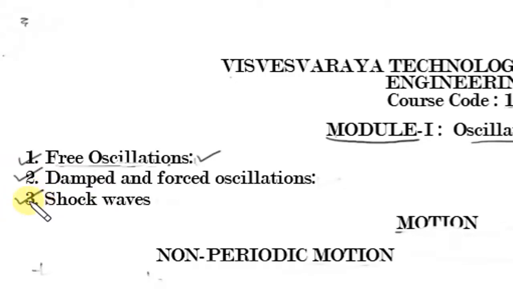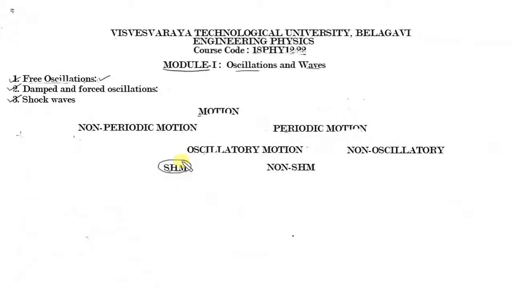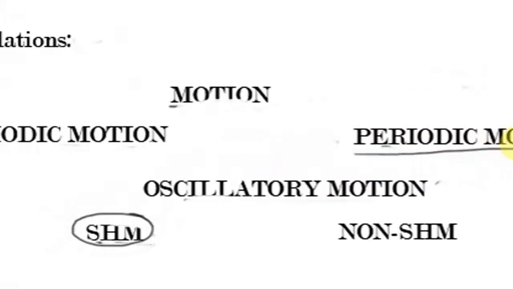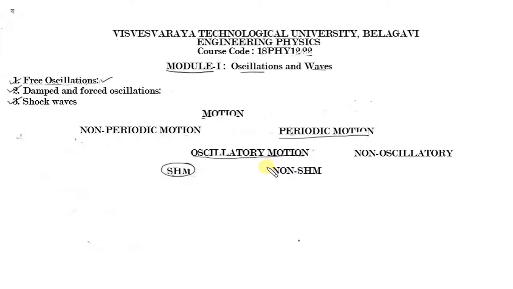Okay, so what is SHM? This is the SHM which is in your syllabus. So let us see the definition for SHM first. It is a periodic motion or an oscillatory motion of a body such that its acceleration is directly proportional to its displacement from the equilibrium position. This is what we call SHM.